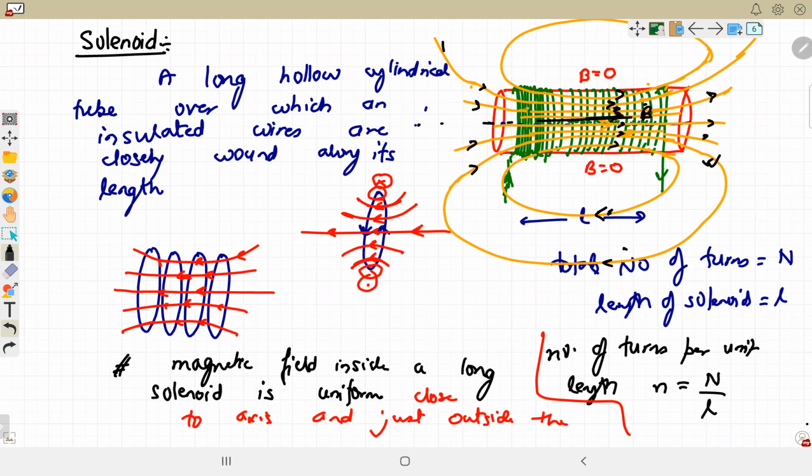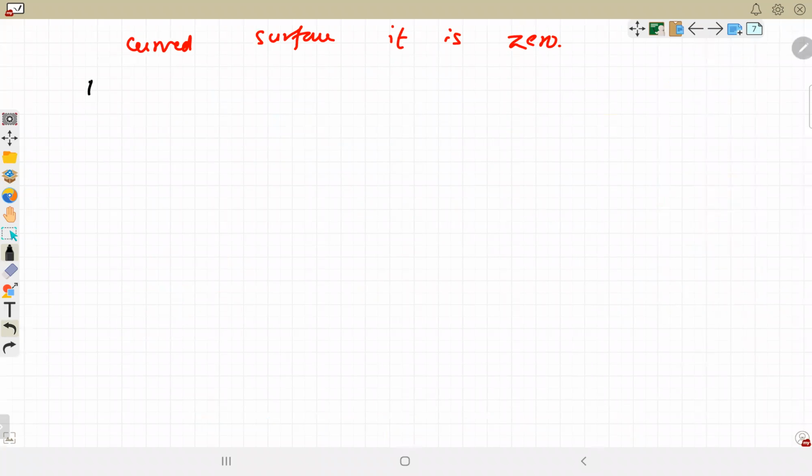So if we have to find the magnetic field of a solenoid using Ampere's second law, we can find it only inside, close to the axis. For any other point, we cannot calculate. Magnetic field at the center of a long solenoid.